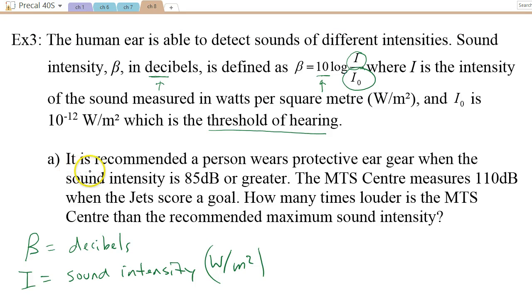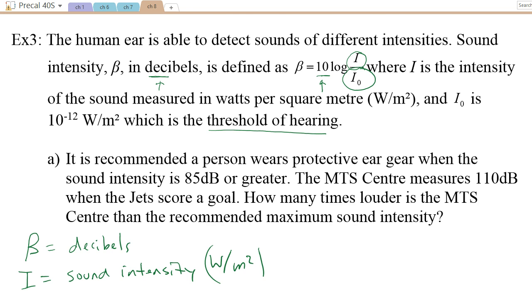The first one says, it is strongly recommended a person wear protective ear gear when the sound intensity is 85 decibels or greater. The MTS Center measures 110 decibels when the Jets score a goal. How many times louder is the MTS Center than the recommended maximum sound intensity?